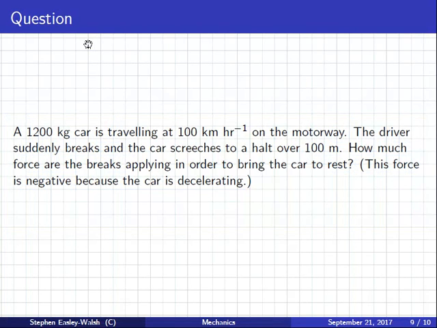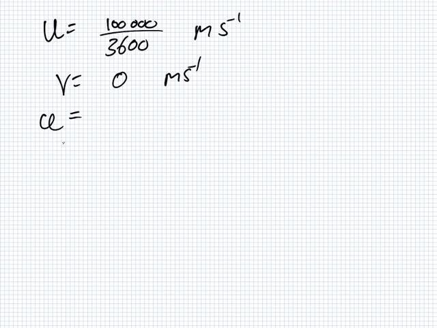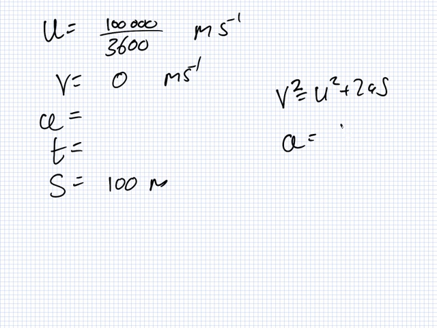Okay, so, what's the U here? Whatever 100,000 over 3,600 is. That's fine. The V? 0. The A we don't know, the T we don't know, the S is 100. And we really want to know the A. So what gives us the A? What formula would be best? It's going to be the v squared one, is it? Yeah, v squared equals u squared plus 2as. So the a would be v squared minus u squared over 2s.